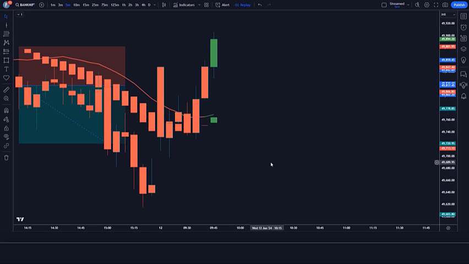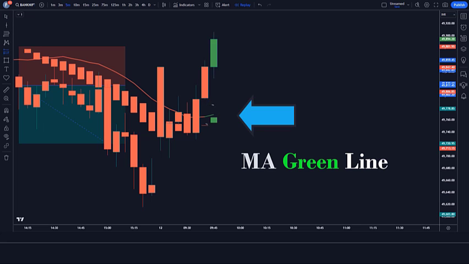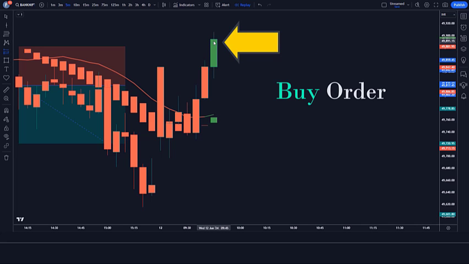We have got the signal. Here the HAMA candle indicator gives us a green candle signal. Here the MA green line. Here the market has made a bullish candle to give confirmation. So all our conditions are being fulfilled, so we are placing an order to buy.